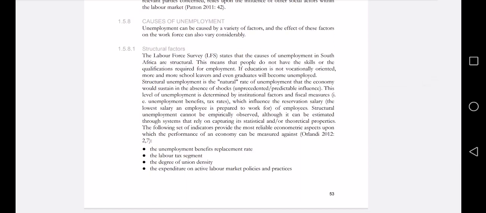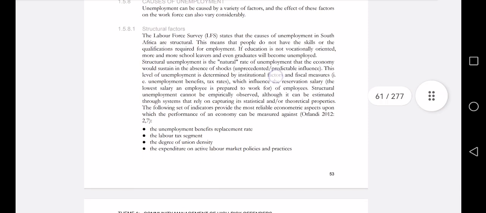Causes of unemployment. Unemployment can be caused by a variety of factors, and the effect of these factors on the workforce can also be very considerable. Structural factors.